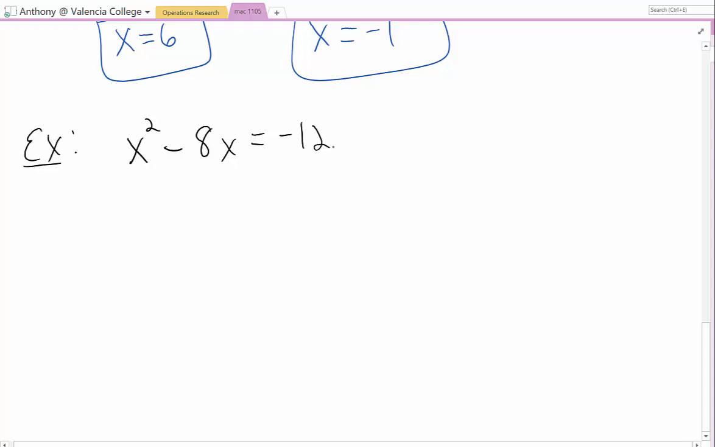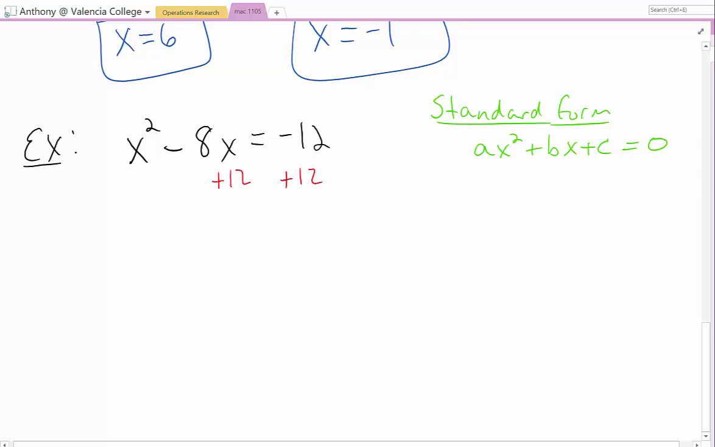What do I mean by that? I'm looking for, actually we could write it over here. What's standard form for a quadratic? Standard form is, I'm talking about ax squared plus bx plus c, and we're going to set that equal to 0 for these equations. Okay. Well, to do that for this equation here, we're going to move that negative 12 to the other side. We're going to achieve that by adding 12 to both sides, which gives us x squared minus 8x plus 12 is equal to 0. We are now in standard form.